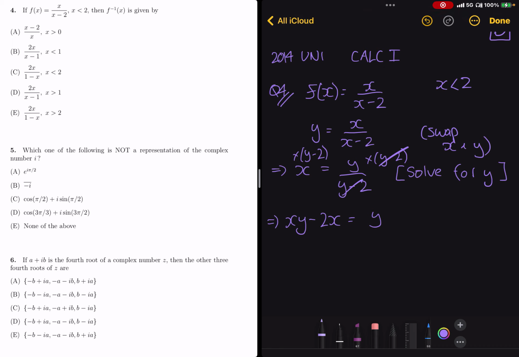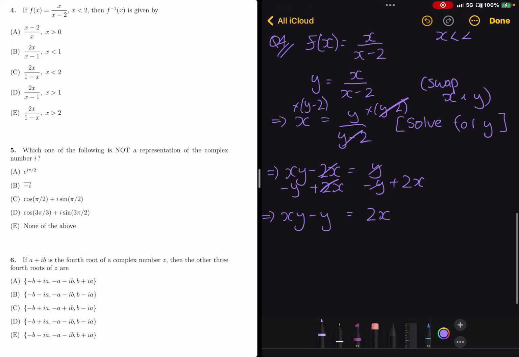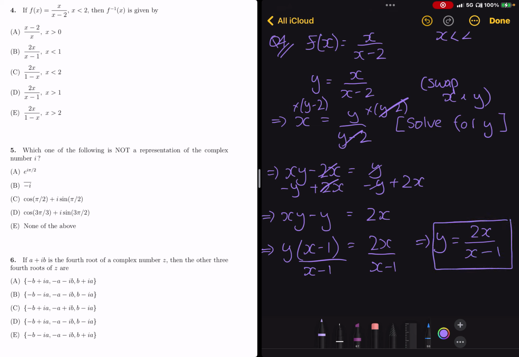We will move the 2x to the other side, plus 2x to both sides. We'll move the y to this side. This will give us xy minus y is equal to 2x. We're then going to factorize the y. Y times x minus 1 is equal to 2x. Divide both sides by x minus 1. And this gives us y equals 2x over x minus 1. So this is the inverse function.